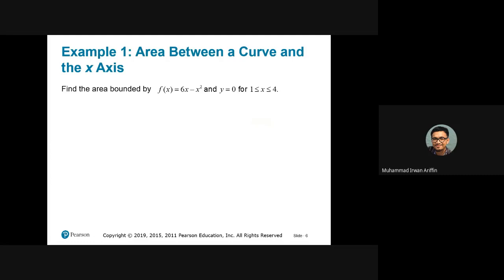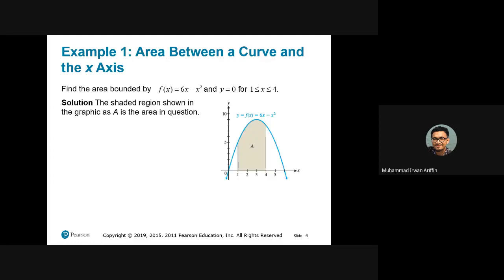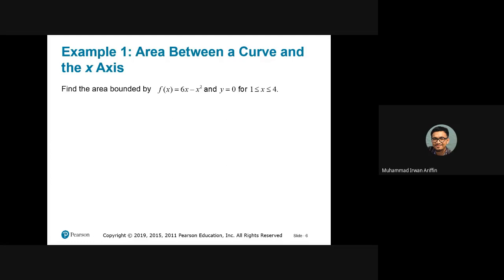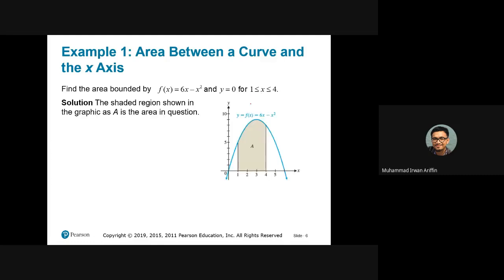So let's have a look at example 1. Let's say we want to find the area bounded by the function 6x minus x squared and y equals 0 for the interval from 1 to 4. So this is our lower limit, this is our upper limit, from 1 to 4, and this is how the graph looks like. It is a quadratic function, 6x minus x squared. So we want to basically find this area. So how do we do this?